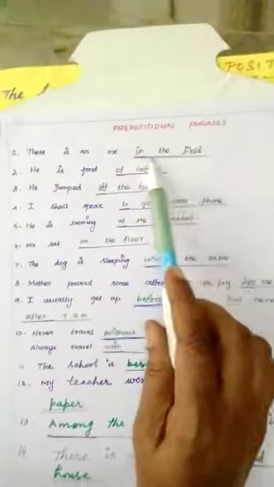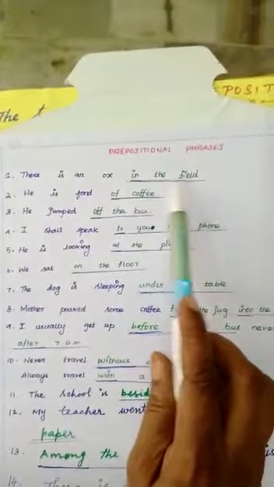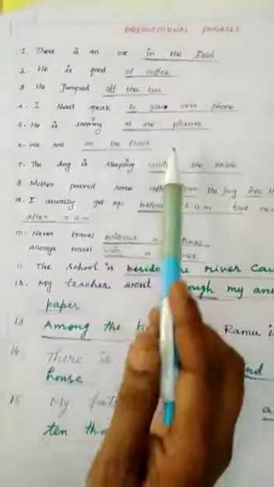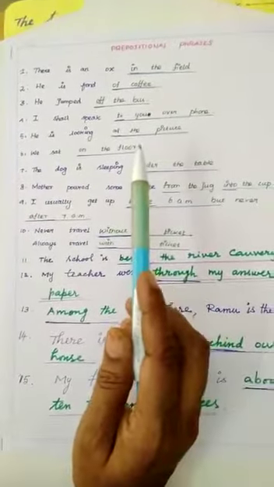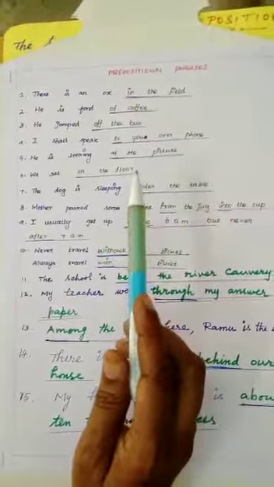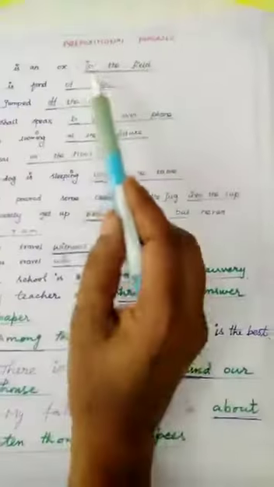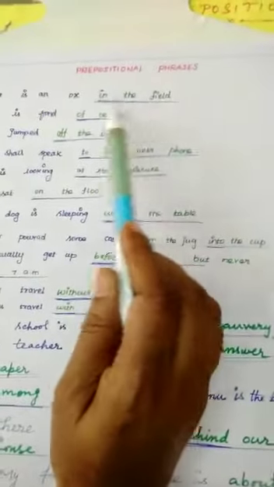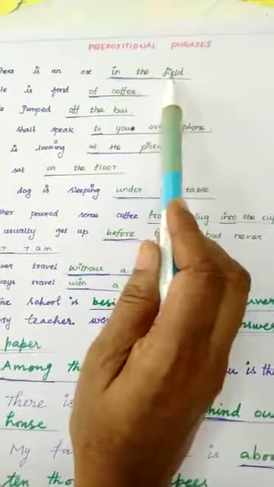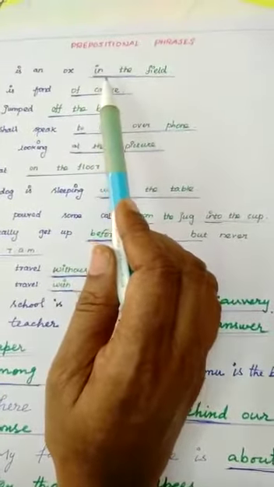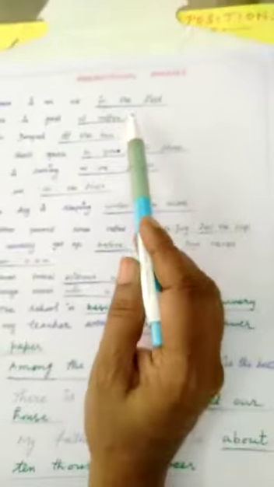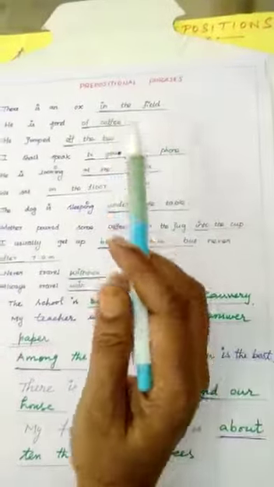In these sentences, the underlined words are called phrases because a phrase has no subject and verb. So, a phrase is a group of words that has no subject and verb. It makes sense, but not complete sense. It makes sense: in the field. In this sentence, in the field is a phrase. It makes sense, but does not make complete sense. It is usually a part of the sentence.